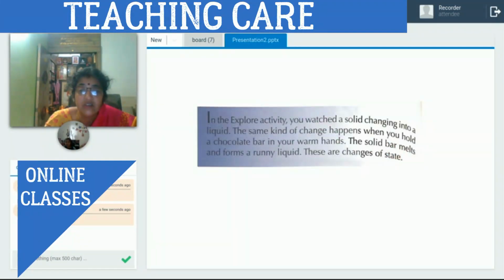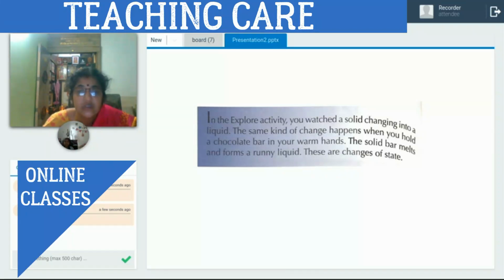So in the explore activity, you watched the solid changing into liquid. The same kind of change happens when you hold a chocolate bar in your warm hands, right? Have you ever experienced this? The solid bar melts and forms a runny liquid. If you keep that solid chocolate in your hand for a long time, it will change into liquid. Have you ever noticed it or not?